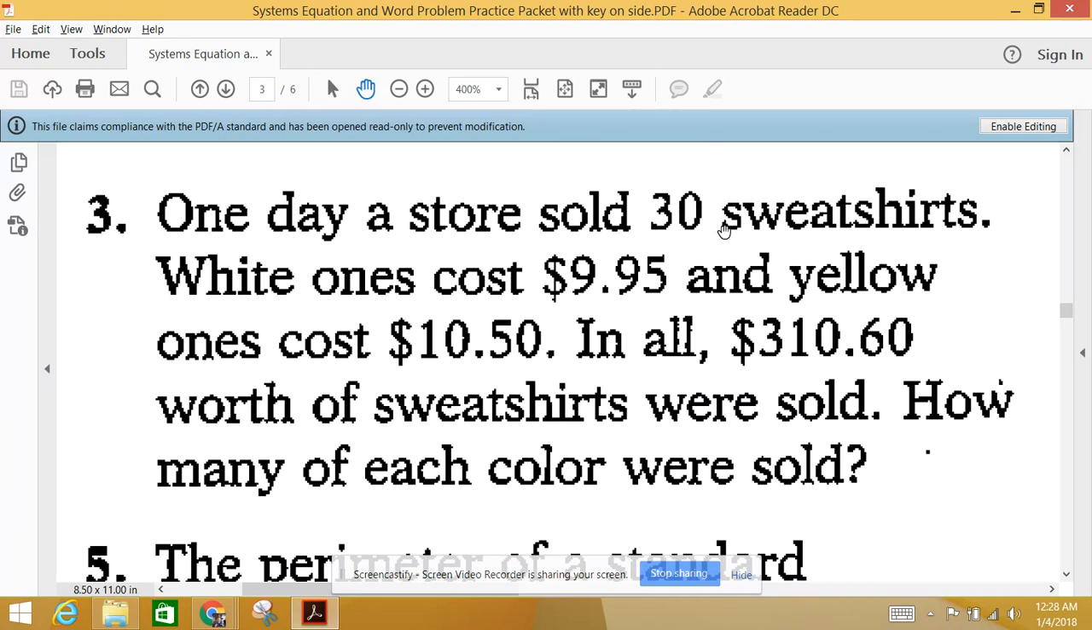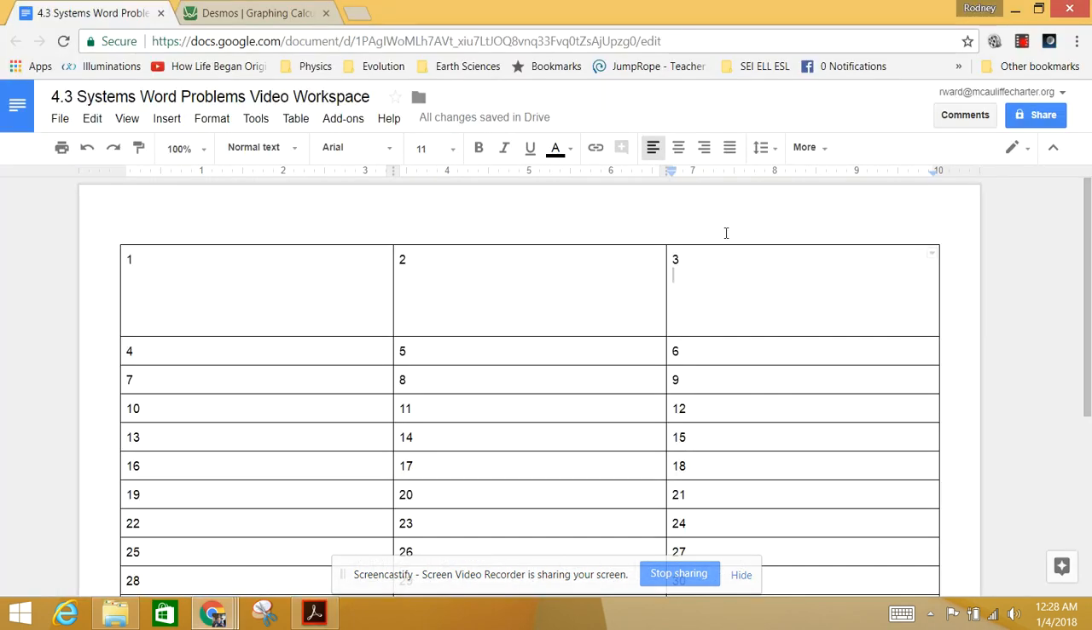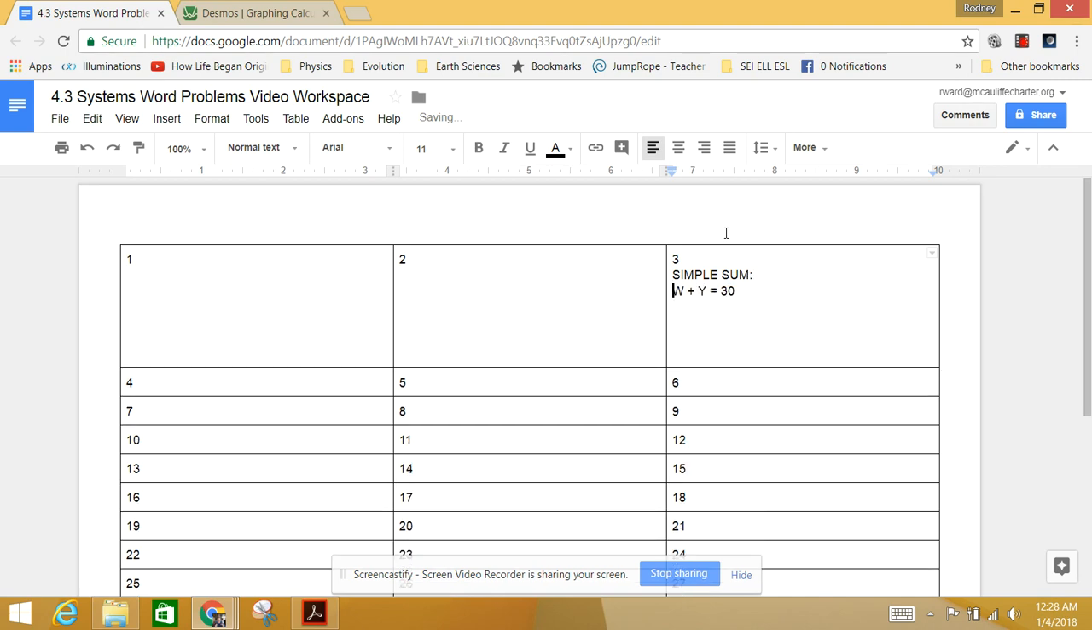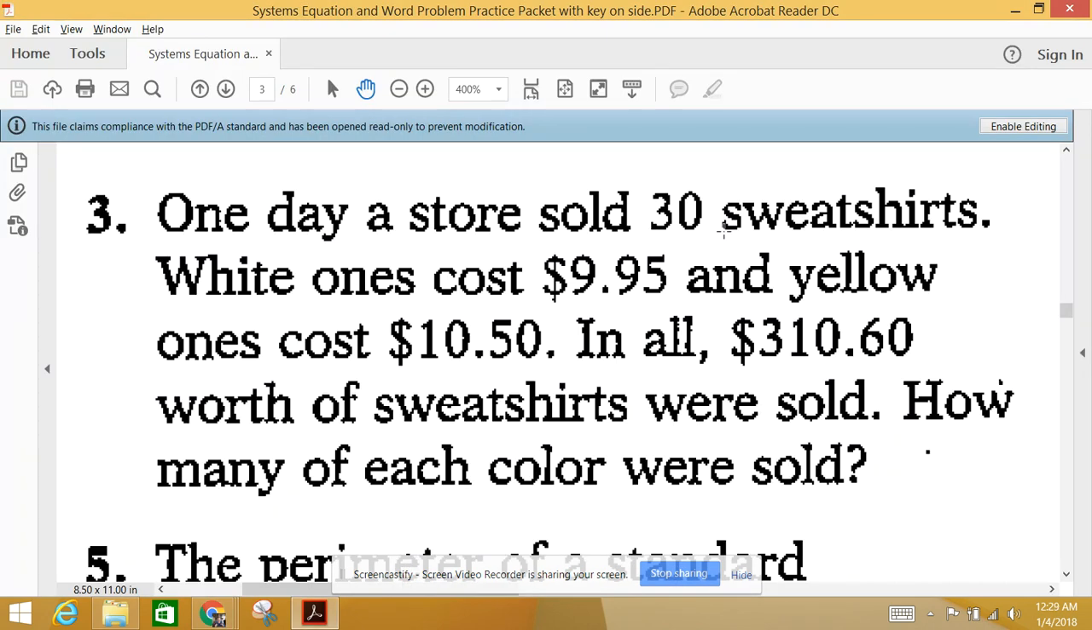So let's create our initial equation, which is going to be our simple equation. It's going to be simply our sum of shirts. So we have W white shirts and Y yellow shirts. You might have used X and Y. I'll use W. So W plus Y equals 30. And that's our initial equation, which is our simple equation. So we'll call this our simple sum.